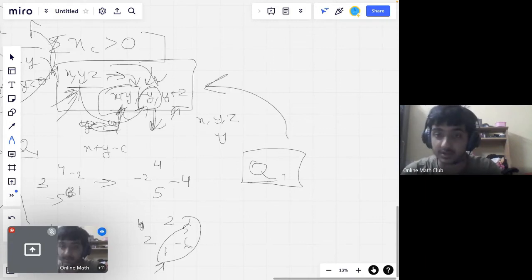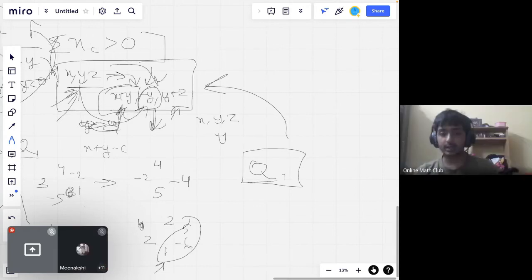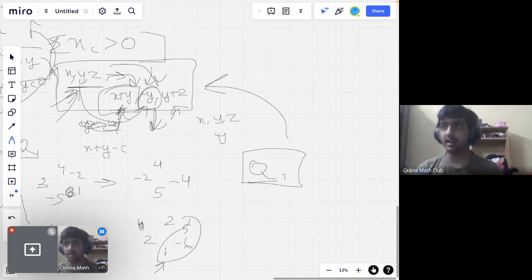So maybe some sort of symmetry. Wait, what is q again? q is some quantity that's going to help us. I'm being really vague about this, but in general, q has to be greater than 0.